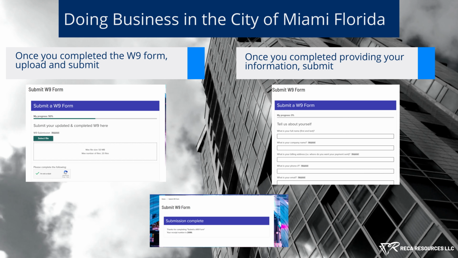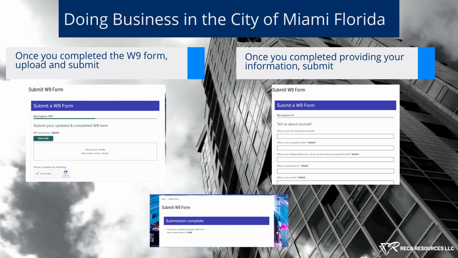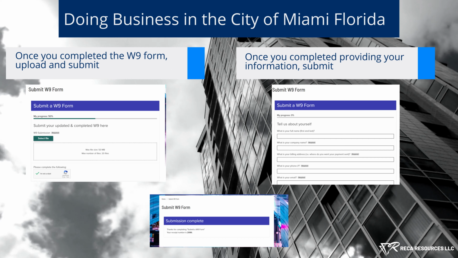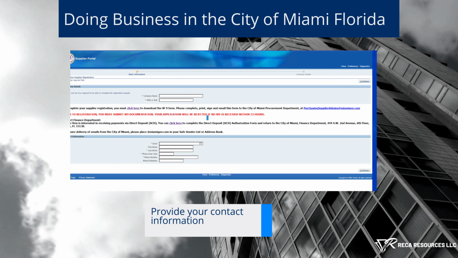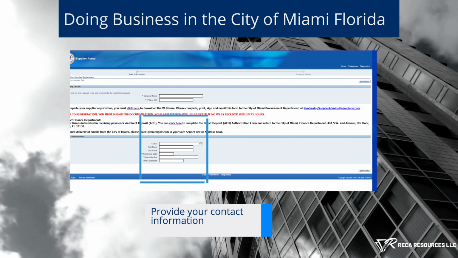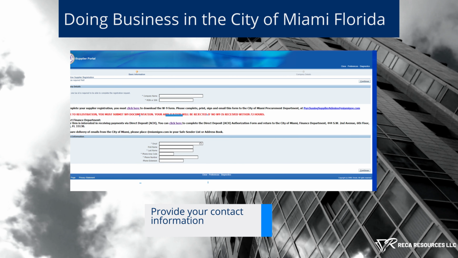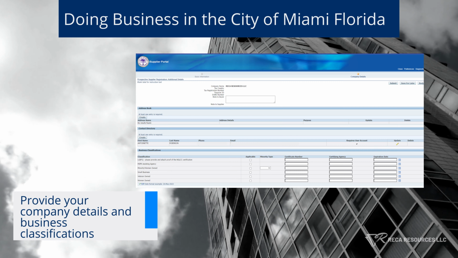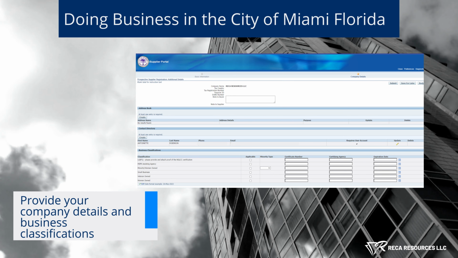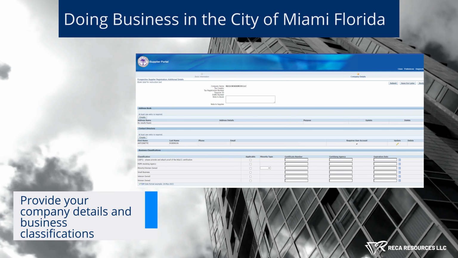After you have provided your W-9 documentation, begin providing your contact information. Thoroughly fill out your vendor profile. Include precise contact details, services you offer, and any relevant certifications or qualifications. A comprehensive profile enhances your visibility to government agencies seeking your services.